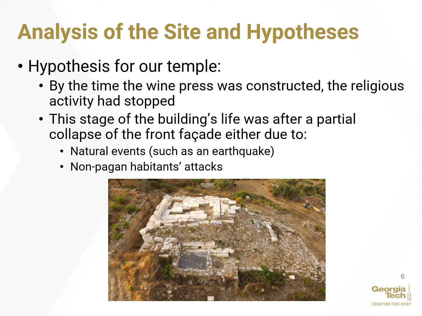So some of the hypotheses we initially had was that by the time this wine press was constructed, the religious activity of the pagan temple had stopped. And this stage of the building's life was after a partial collapse of at least the front of the temple. And that can be due to natural events such as an earthquake or non-pagan inhabitants' attacks due to being against imperial temples.